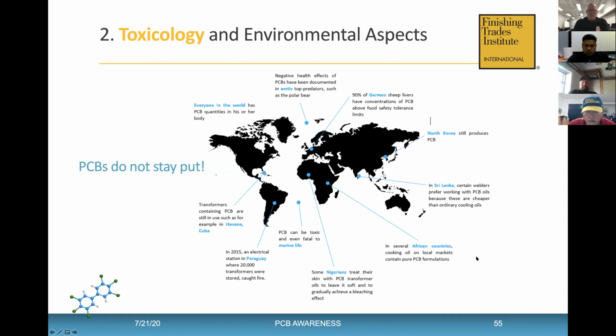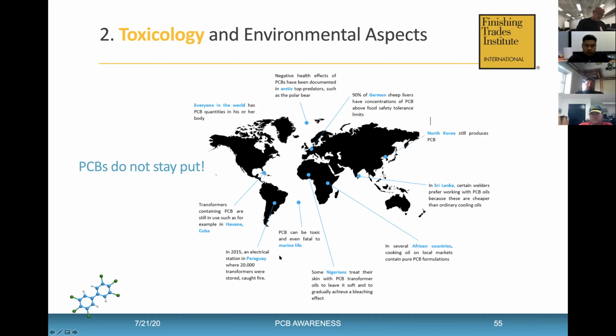In several African countries, cooking oil on local markets contains pure PCB formulations. Right? So they're using this stuff literally to cook food. And what it means to be a PCB formulation is that, remember, all PCBs are a mixture of a bunch of different PCBs. You just don't have straight Aroclor, right? You've got a mixture of a bunch of different PCB congeners in there. Some Nigerians treat their skin with PCB transformer oils to leave it soft and to gradually achieve a bleaching effect.